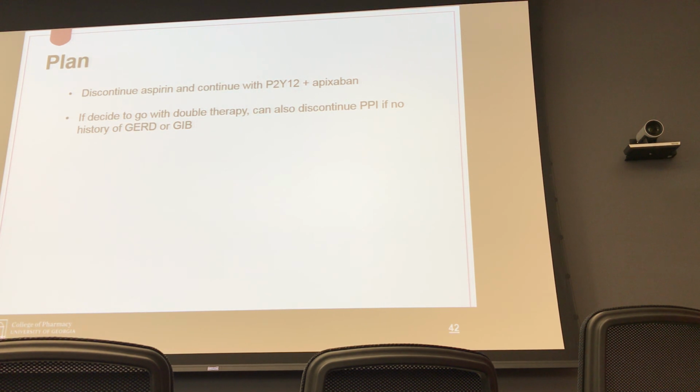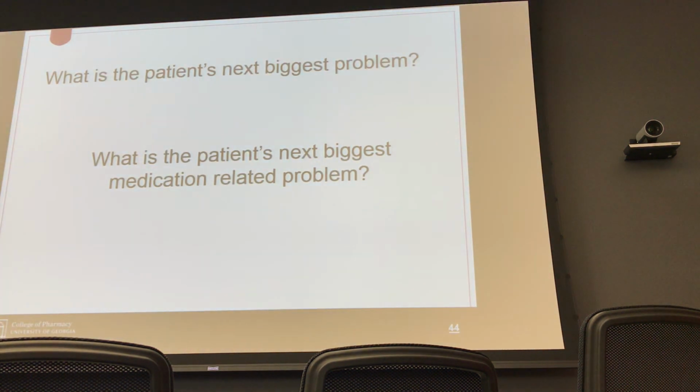Going with double therapy means we can also address, does he need a PPI if he has no history of GERD or a GI bleed? If you guys tell me he has GERD, then I guess we're stuck with it for another day. Okay, what's the next biggest problem you guys have? What are we at? 19?